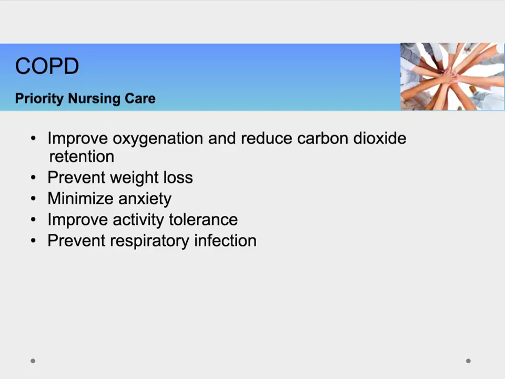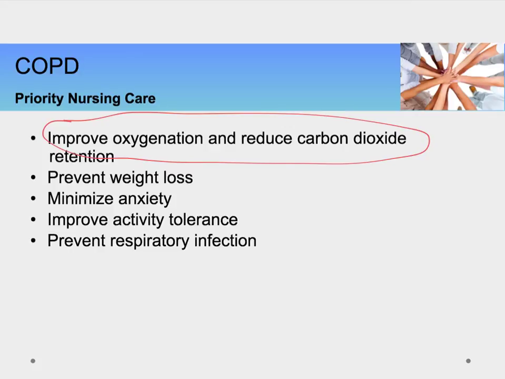Priority nursing care for a patient with COPD. Number one here, we have to improve their oxygenation and reduce carbon dioxide retention. Think about your interventions for that. Of course, a lot of times it's their positioning, making sure that they're sitting up and comfortable. That helps improve ventilation and reduce carbon dioxide retention.